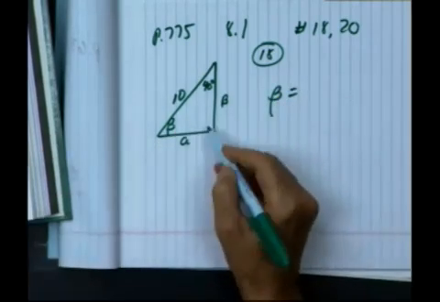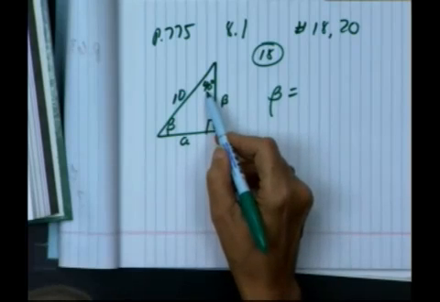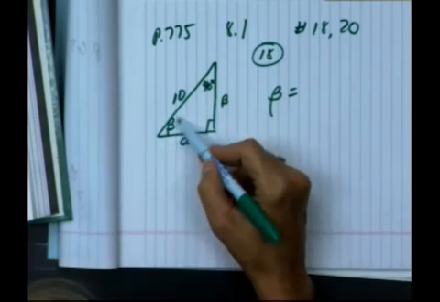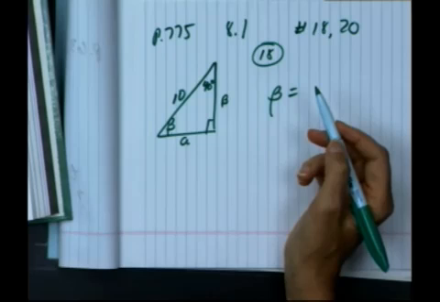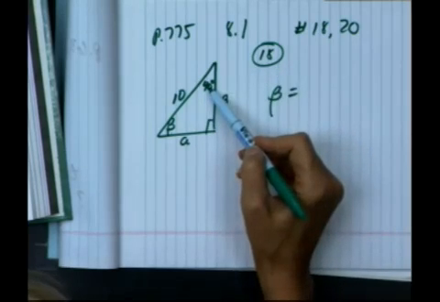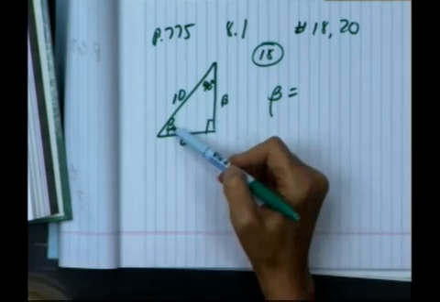What's beta going to be, everybody? These two angles have to add up to... Oh, you're doing the WebAssign. I'm sure WebAssign switched some numbers on you. Yeah, that's probably why.